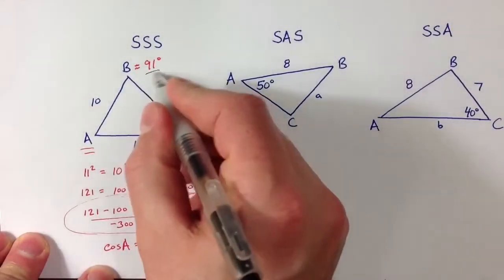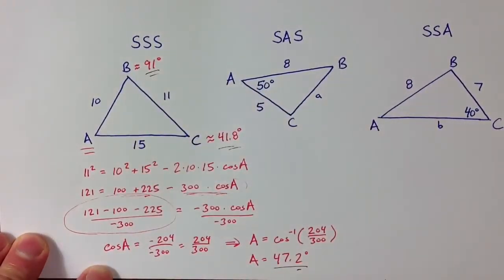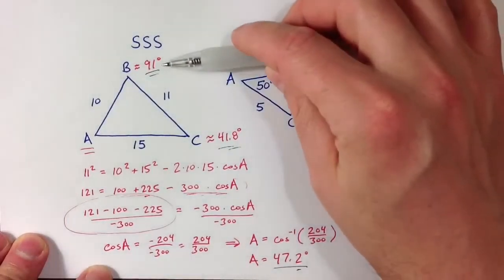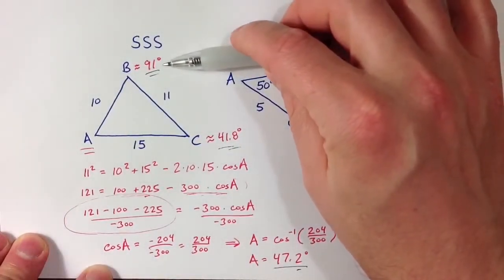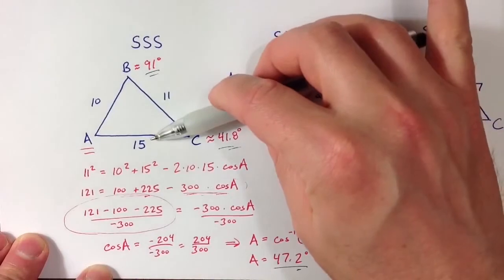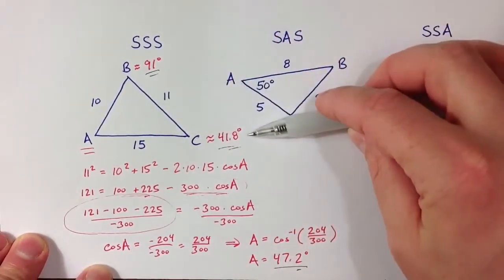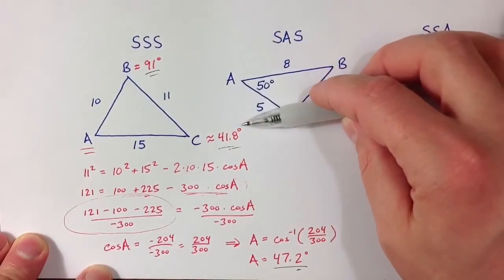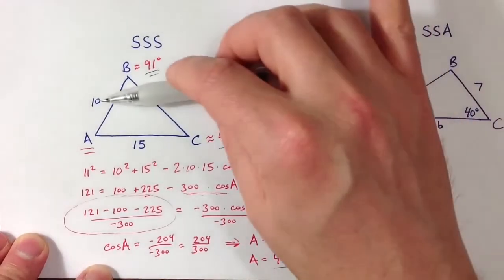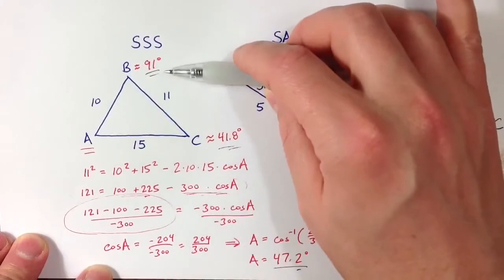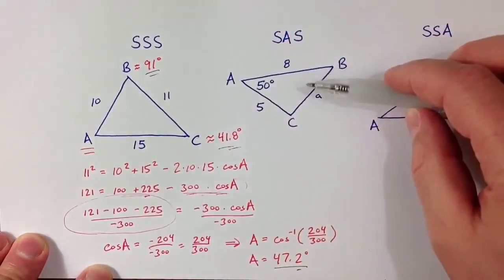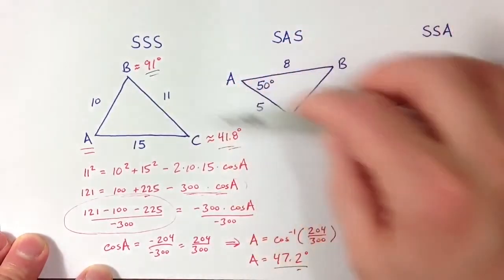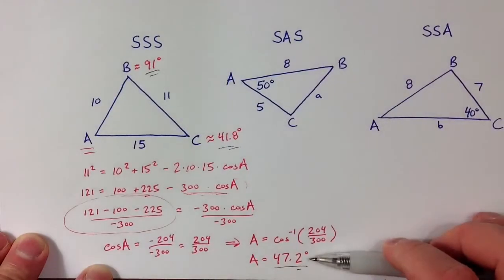We can check those angle measures in a couple ways. First off, the largest angle has to be opposite the largest side, and the smallest angle has to be opposite the smallest side. And that's the case. So 41.8 is the smallest angle, it's opposite the smallest side of 10, and 91 is opposite 15, and 11, the middle side, is opposite the middle angle.